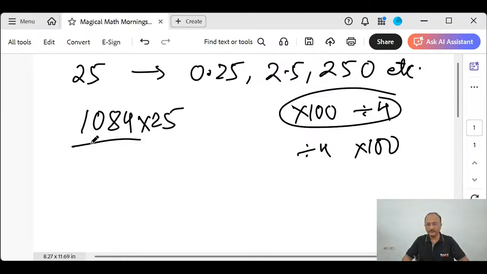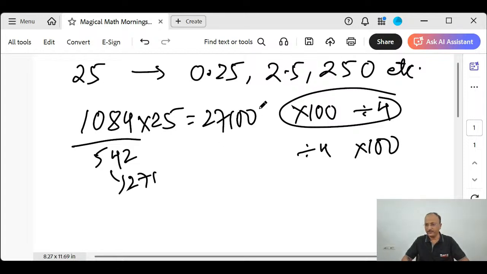Now what we do, it is 542. 542 and then what we get, 271. It's not 241, 271. So we'll be writing it as 27100.